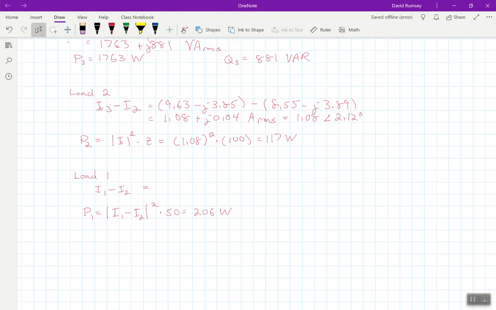So if we add those up here, the total average power to the loads is just adding those three numbers up.